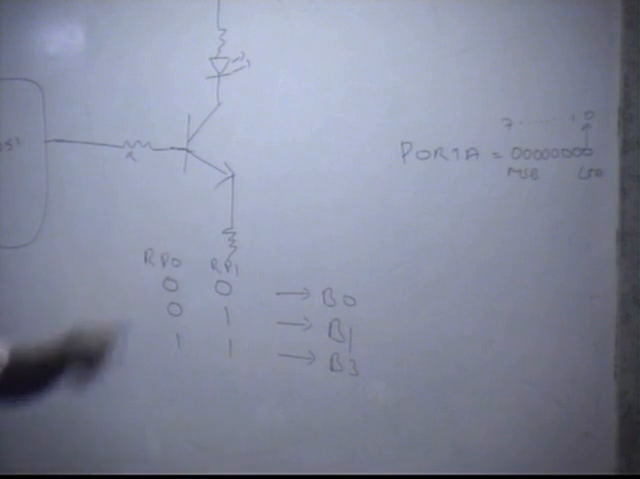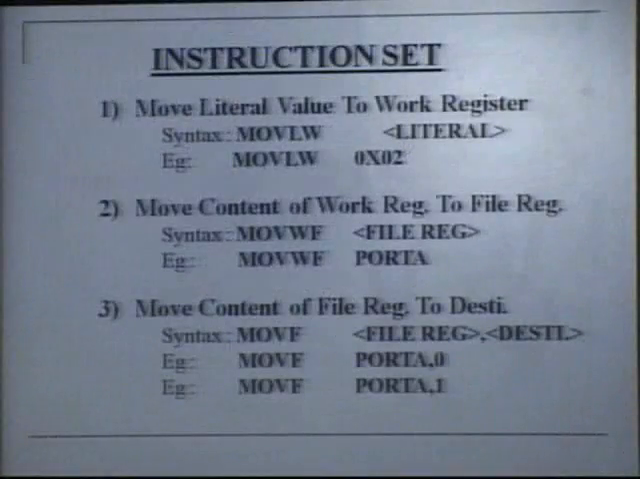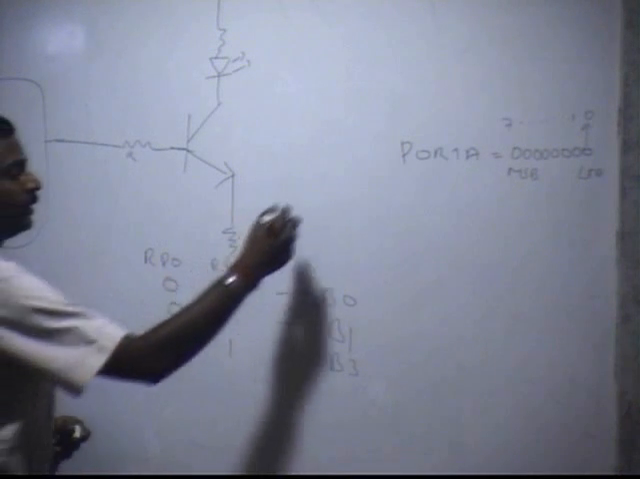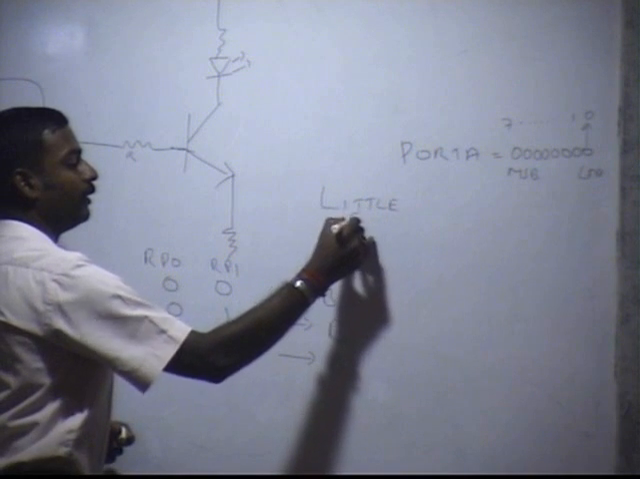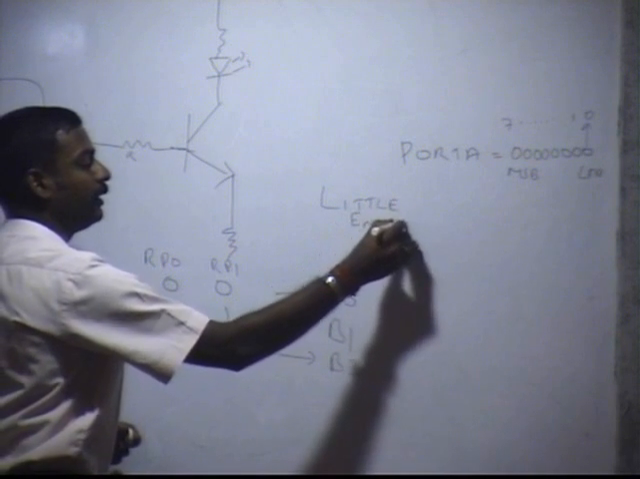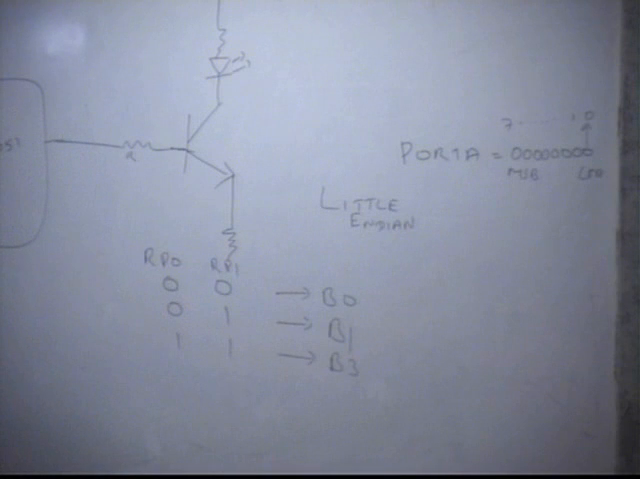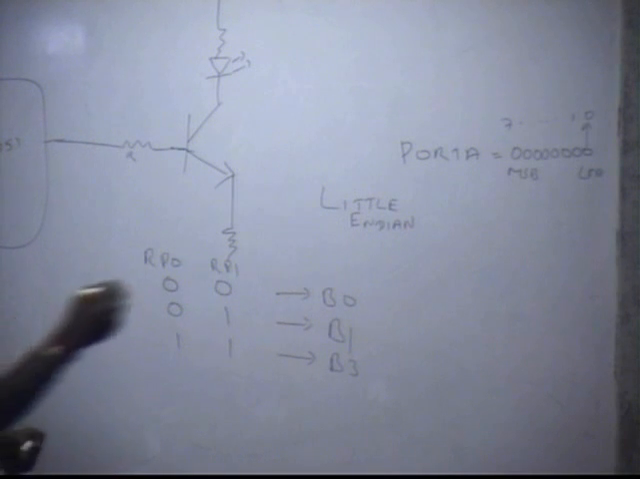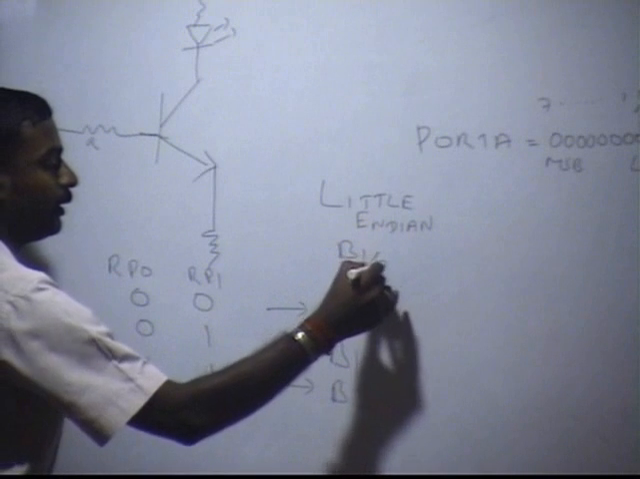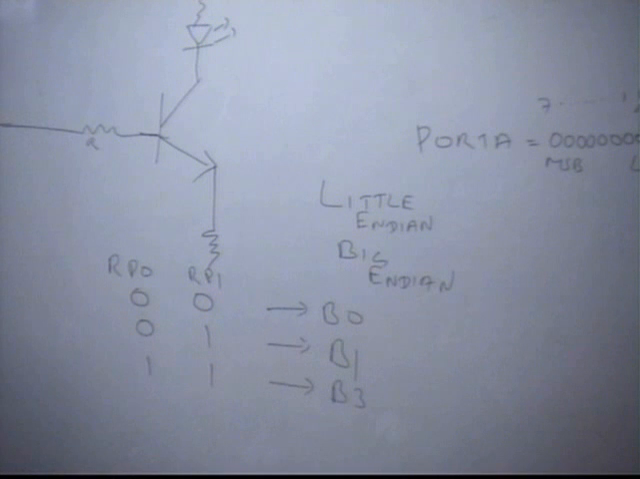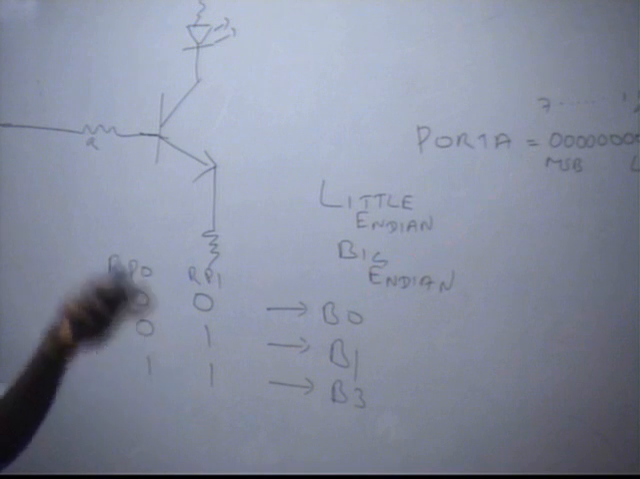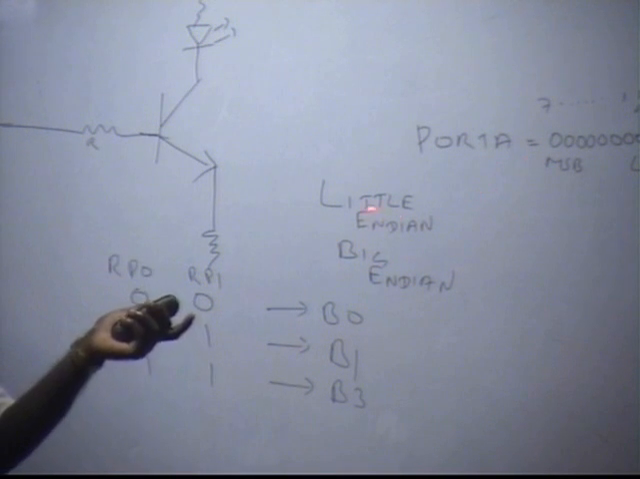So this method of representation is known as little endian representation. There are two types of representation, little endian and big endian. So big endian representation will be used in Motorola's controllers. You had seen 68HC. There they will be using big endian. In ARM, PIC, etc. you will be using little endian.